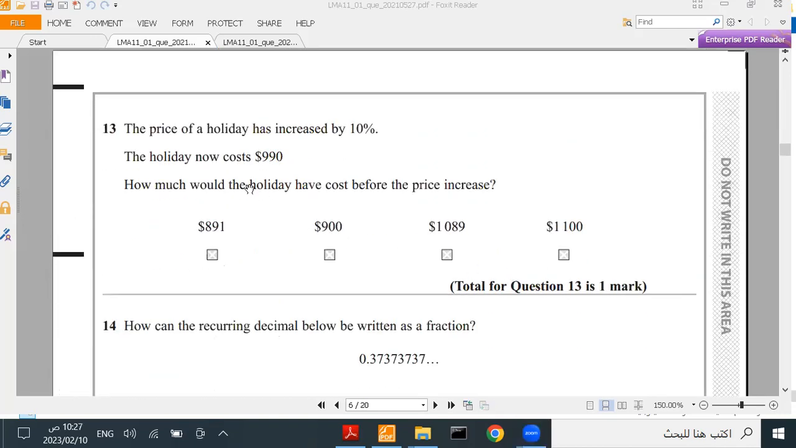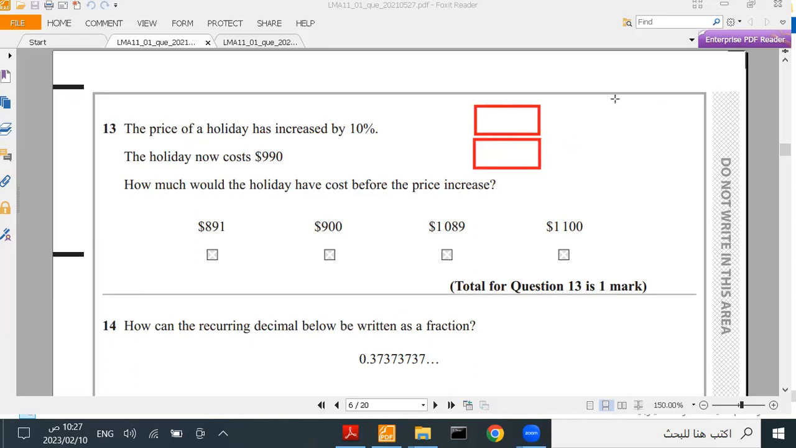Question 13. The price of a holiday has increased by 10%. The holiday now costs 990. How much would the holiday have cost before the price increase? As we said, when something like this comes, it means we always use the x method. We make the boxes and work with them.